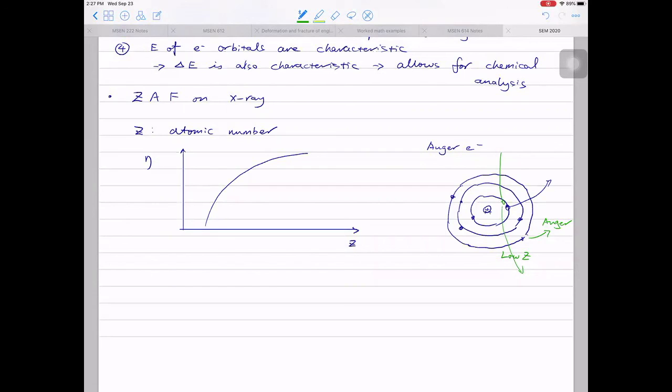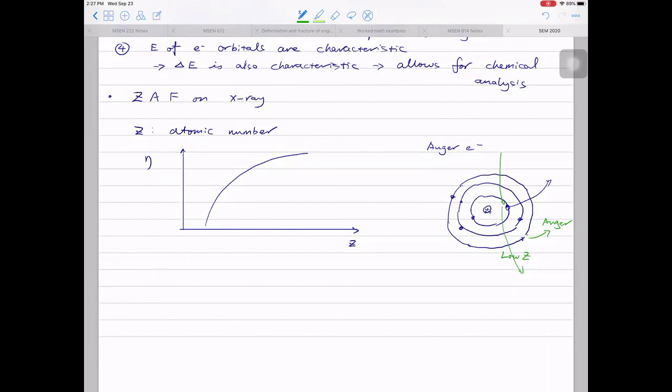What I have drawn here is very similar to what we did with the secondary electrons and the backscattered electrons. On the x-axis, that's the atomic number of your material. On the y-axis, that's eta, the yield of characteristic X-ray. Then as Z increases, eta increases.